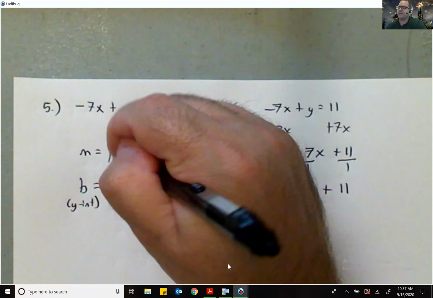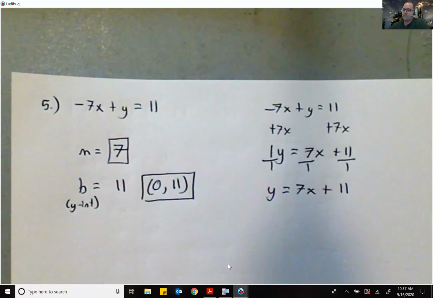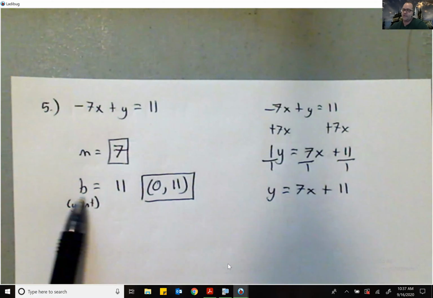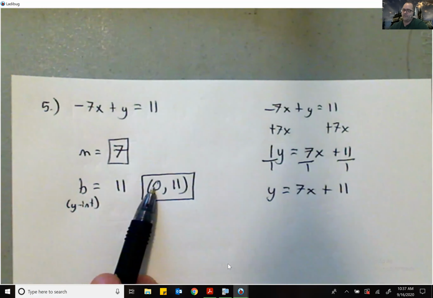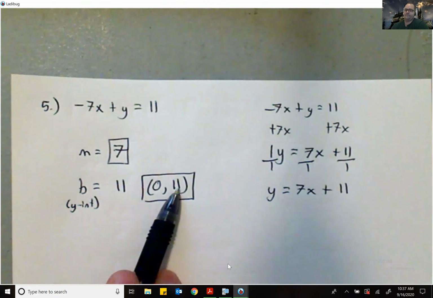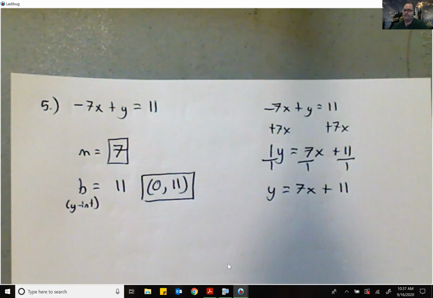Ordered pair just means give me the point. So remember, it's a y-intercept. That means x is 0. That's the y value of the point. Everyone good? Yeah. Okay.